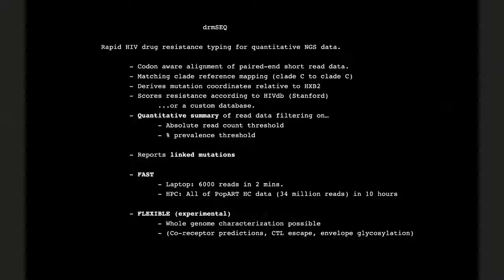The other thing to say about it is that it's very flexible. You can in theory use the pipeline to annotate and understand the evolution of other amino acid changes that are occurring within hosts, such as CTL escape, envelope glycosylation, and you just need to feed it the information to start with.